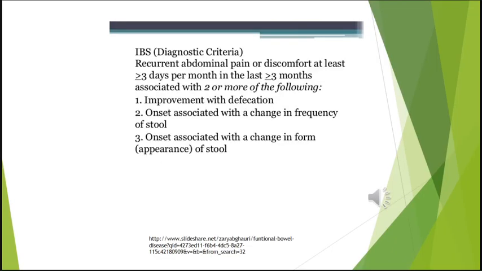We talked a little bit about the diagnostic criteria. Remember, they need to have recurrent abdominal pain or discomfort greater than 3 days a month over the last 3 months. And it also needs to be associated with 2 or more of the following. The abdominal pain either gets improved with defecation, or the onset is associated with a change in frequency of stool. So in other words, if they all of a sudden start becoming diarrheal, there should be abdominal pain that is concurrent with that. Or it's associated with a change in form or appearance of the stool, such as if the stool becomes loose and liquidy, or if it becomes hard and lumpy.